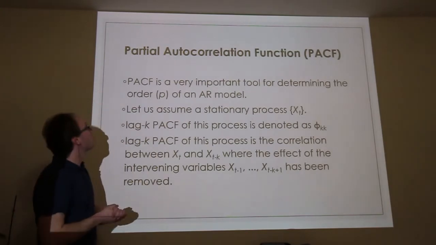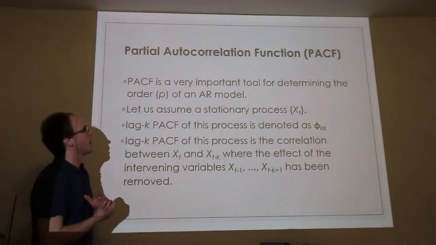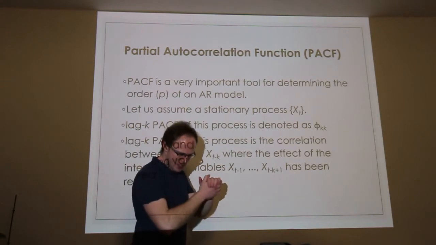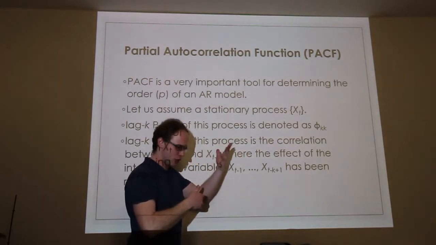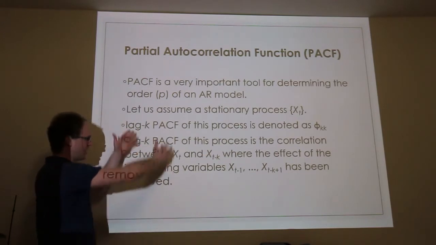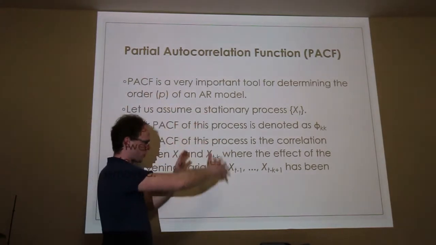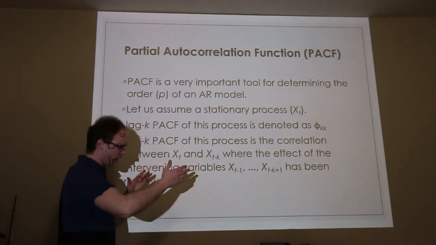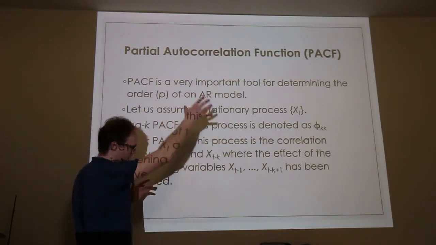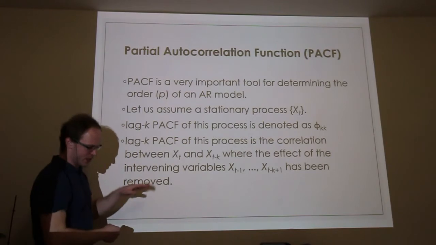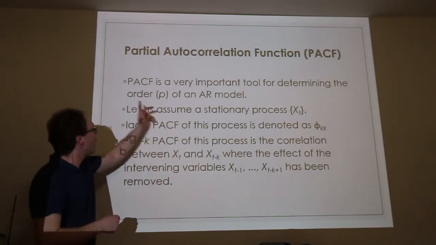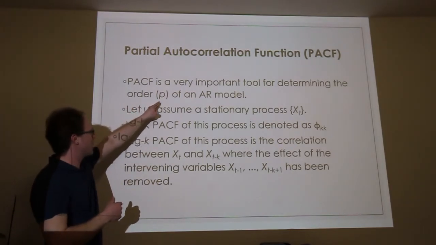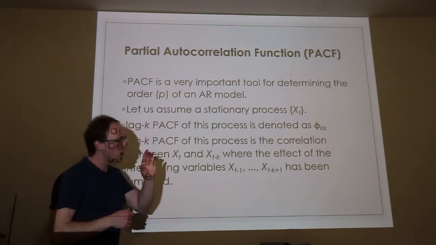Okay. Something about partial autocorrelation function. You remember the charts in EViews, yes? The charts of the correlation structure, where you could see the autocorrelation and the partial autocorrelation function, yes? The partial autocorrelation function is the one on the right side. The left one is the autocorrelation function, the right one is the partial autocorrelation. It's a very important tool for determining the order p of an autoregressive model.